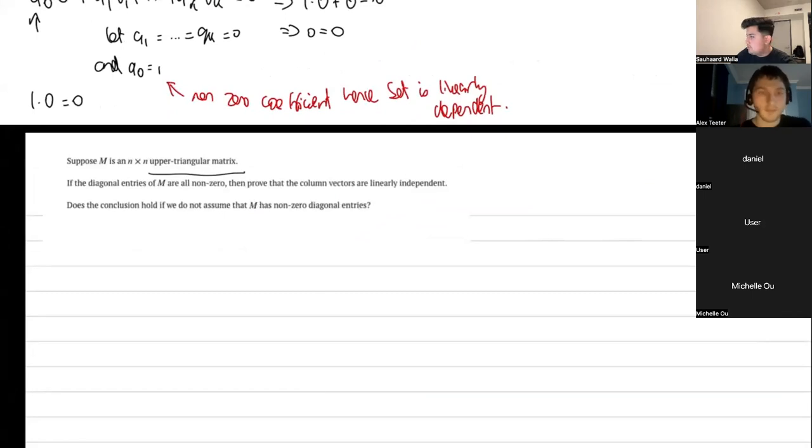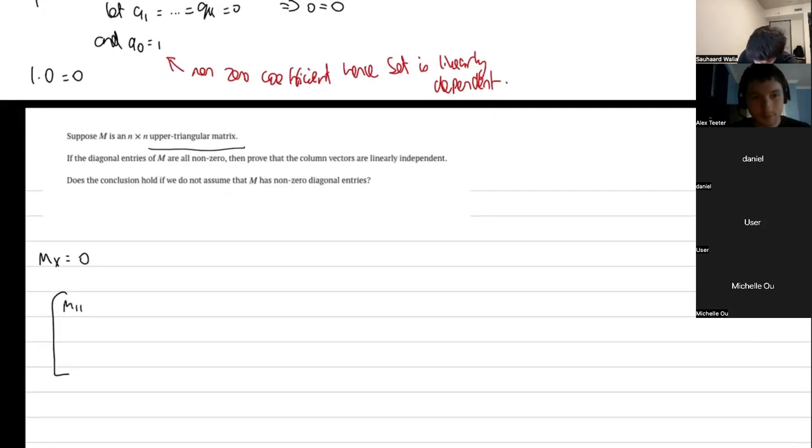Now, the way we're gonna solve this is, if the diagonal entries are all non-zero, prove that the column vectors are linearly independent. Okay, we're gonna talk about it in the sense of something like this, right? If we have a matrix, I'm gonna draw a sample matrix here for you guys: M11, M12, all the way until M1n, 0, all the way to 0. This is going to be M22, all the way to 0. And let me write 0 here as well. And a similar thing keeps continuing.